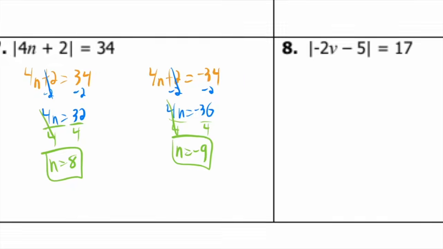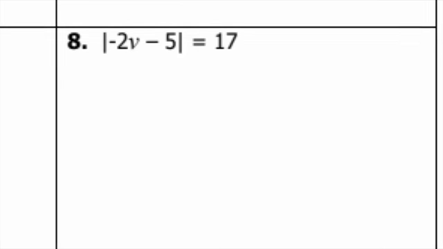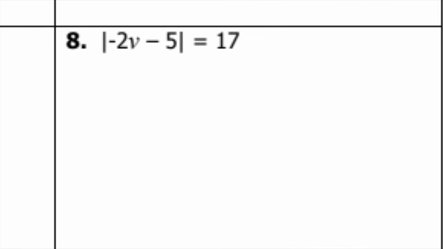Now I have number 8 here, the absolute value of negative 2v minus 5 equals 17. Do not be concerned about the amount of negatives here, because the absolute value still equals a positive number, and so the distance is still able to be 17. We are not concerned about what's inside the absolute value bars at this point. That'll come after we make our two equations, which we are about to do right now. So we end up getting negative 2v minus 5 equals 17, and negative 2v minus 5 equals negative 17.